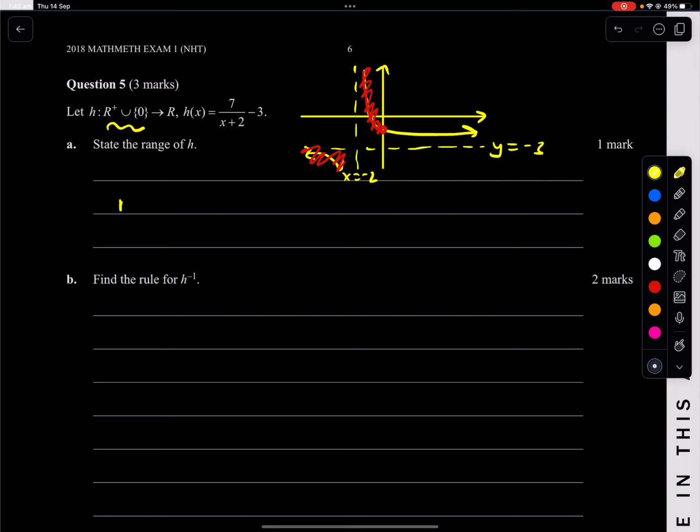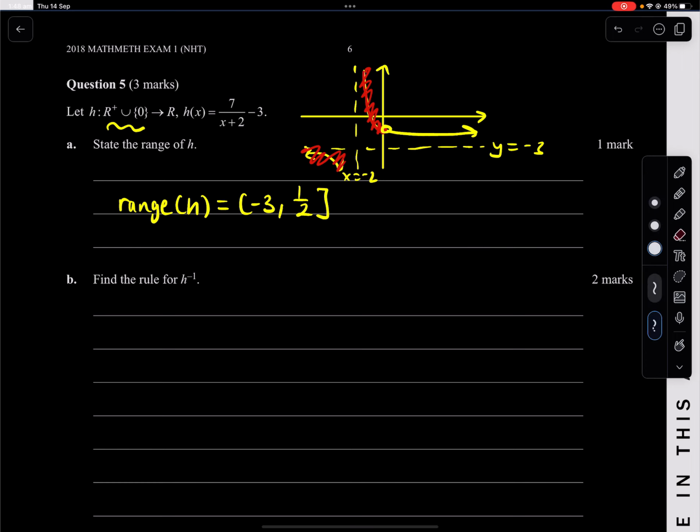So your range of h is what? It's negative 3, not included, to this point over here, which is, if I sub in 0, so 7 over 2 minus 3, so that'll be half. Is that right? Yep, half. So half is included.